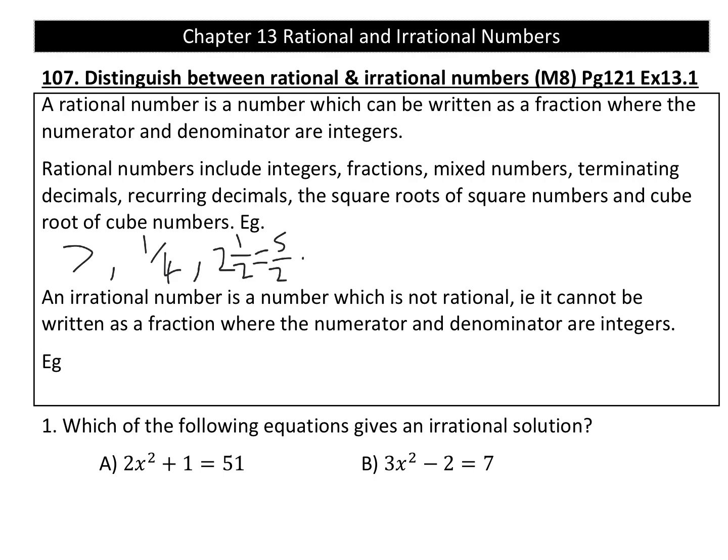Terminating decimal, something like 0.2. That's a decimal, but it stops. It doesn't keep going on forever. That's rational because actually it can be written as a fraction. It's 1/5. Every terminating decimal can be written as a fraction, so every terminating decimal is rational.